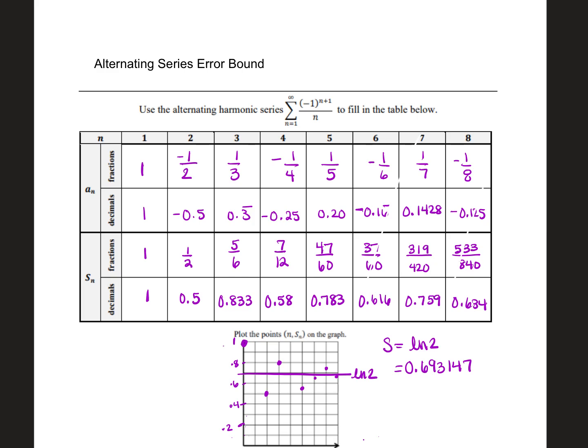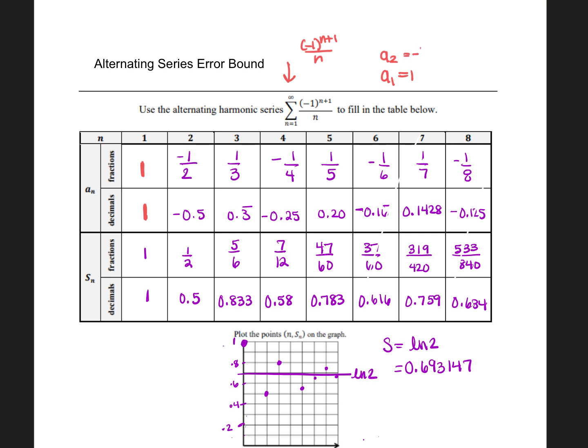All right, so in this section we're talking about the alternating series error bound. Looking at this alternating harmonic series right here, we have (-1)^(n+1) over n. If I plug in n equals 1, we get the value of 1. So a1 would of course just be 1.